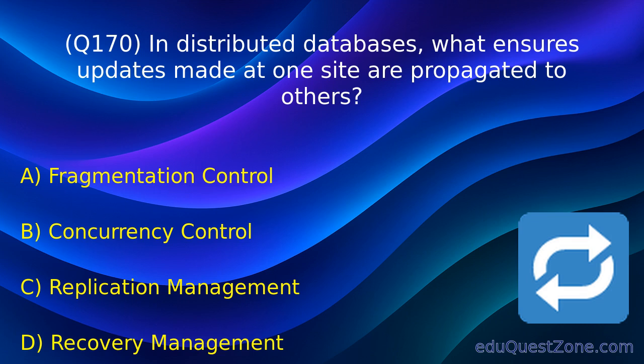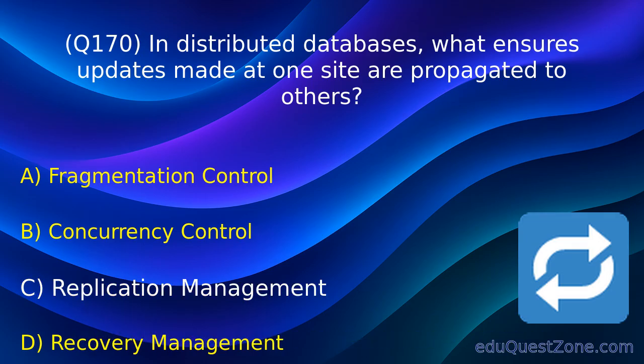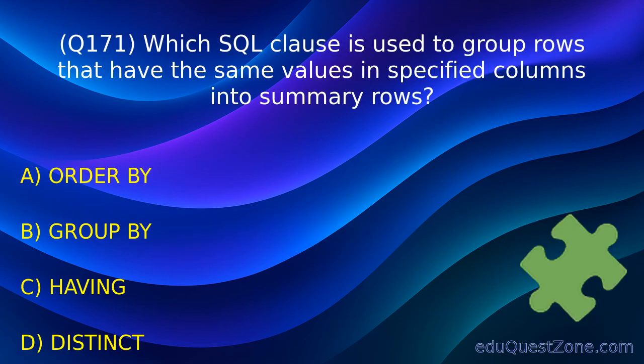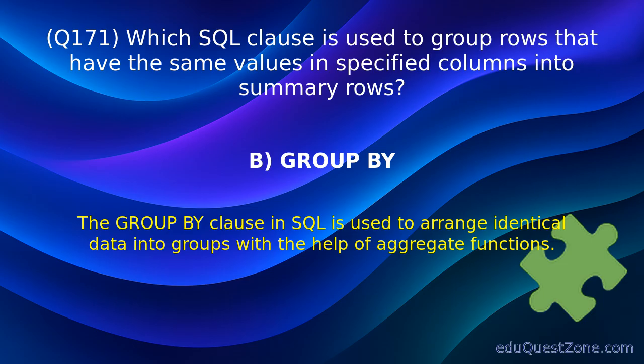Question number 170. In distributed databases, what ensures updates made at one site are propagated to others? Option C. Replication management. Replication management propagates updates to maintain consistency among copies. Question number 171. Which SQL clause is used to group rows that have the same values in specified columns into summary rows? Option B. Group by. The correct answer is group by clause, which groups rows with the same values.